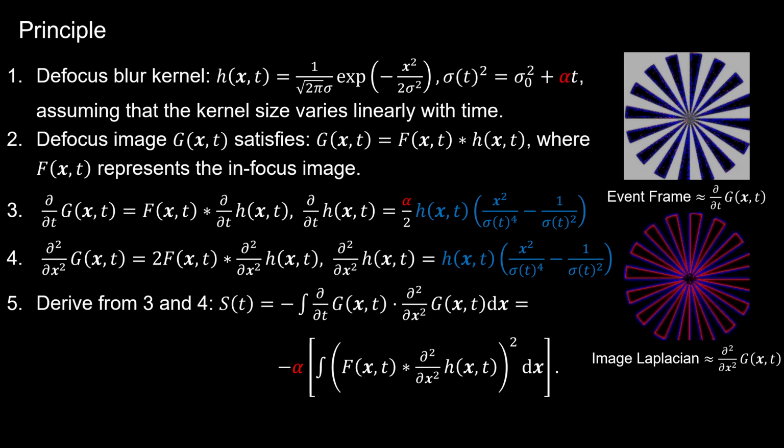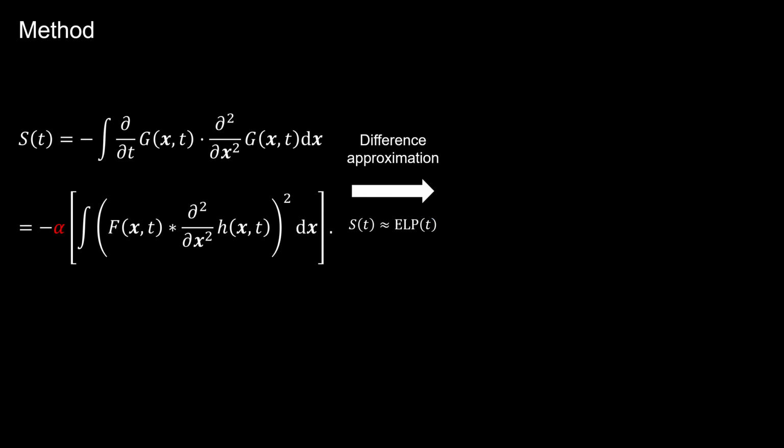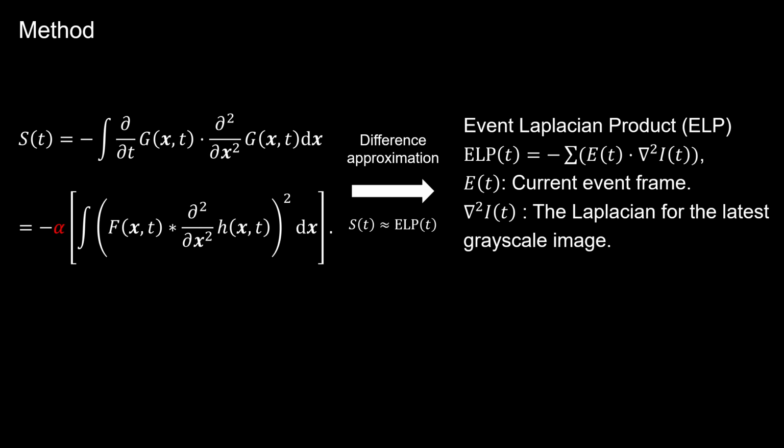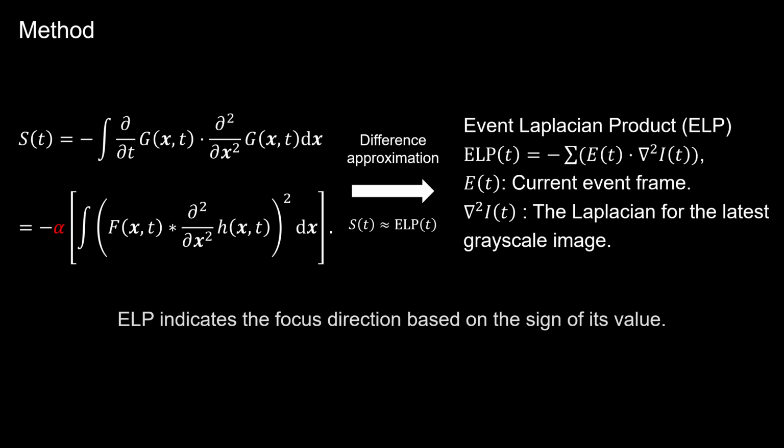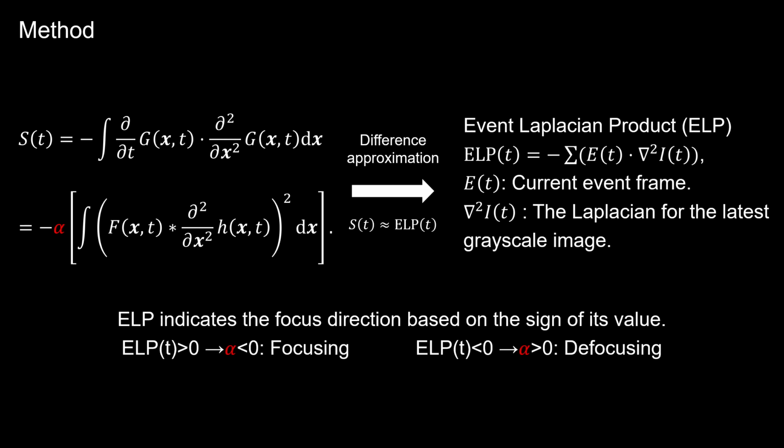In event-driven autofocus, the event frame approximates the temporal derivative, and the image Laplacian corresponds to the spatial second derivative. To approximate s(t), we introduce a practical formulation called the Event Laplacian Product, or ELP. Just like s(t), the sign of the ELP value indicates the focusing direction. When ELP is positive, it implies that alpha is negative, meaning the image is getting sharper. We're moving toward the focus. When ELP is negative, it indicates defocusing.